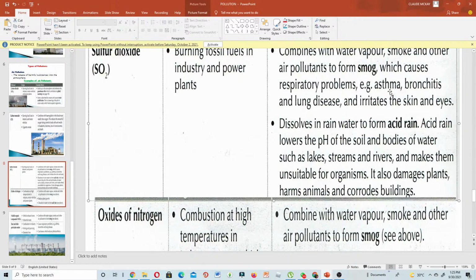So an individual who currently has asthma, it is not a must that the person was born with it. If you're exposed to an environment where there are these dangerous gases, then you can develop asthma. So not everybody who has asthma was born with it. They can develop it as a result of being exposed to dangerous gases such as these. And of course, lung diseases.